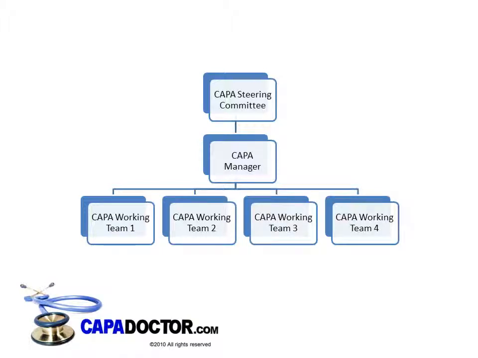A CAPA management structure should be established to effectively manage the process. A CAPA management board or steering committee should be used to monitor the effectiveness of the CAPA system and provide resources, tools, and support when needed. The CAPA system itself should be managed by an assigned individual. CAPA project or working teams must be appropriately trained in CAPA and RCA processes.